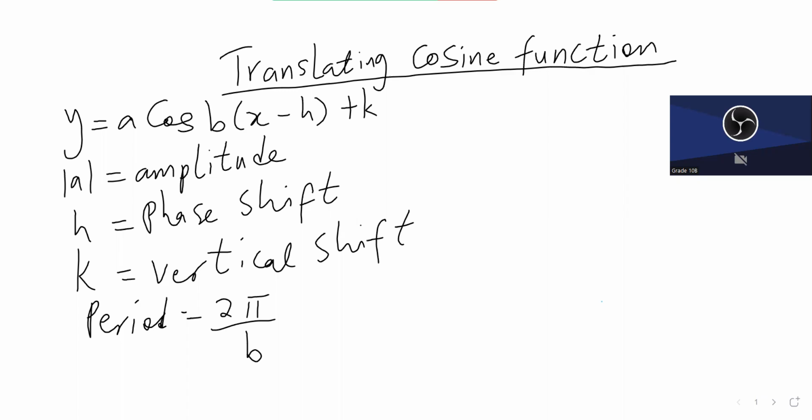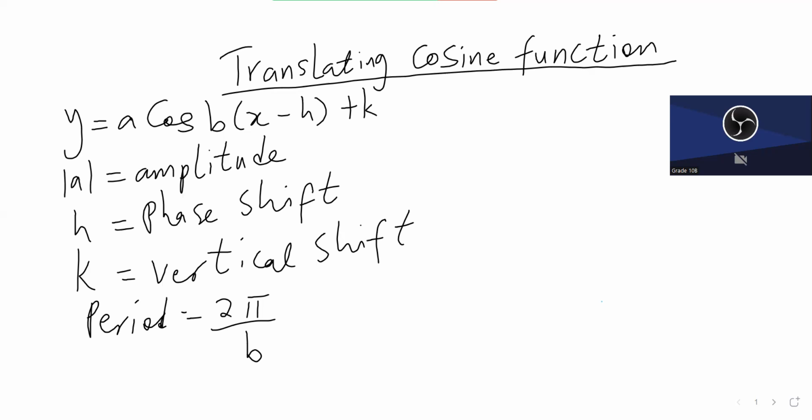Now, if you are given a function defined as y is equal to a cos b, open bracket, x minus h, close bracket, plus k, we know that the absolute value of a is the amplitude. H gives us the phase shift. If h is greater than 0, we shift to the right. If h is less than 0, we shift to the left. K gives us the vertical shift. K greater than 0, we shift upward. K less than 0, we shift downward. And the period for a cosine function is defined as 2 pi divided by b.